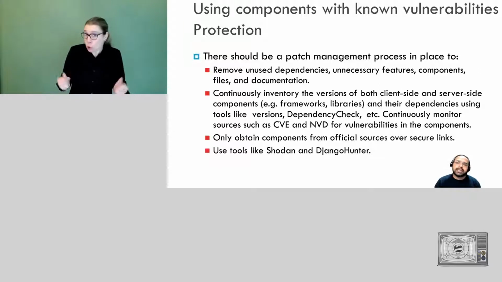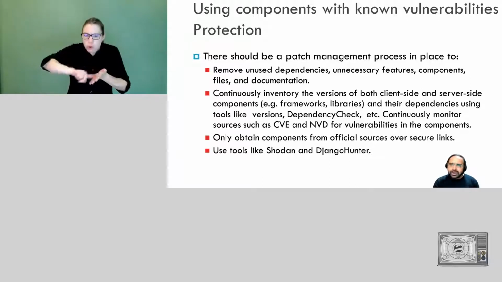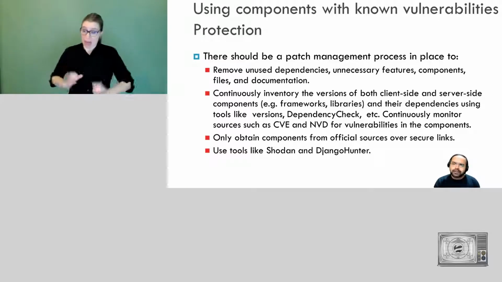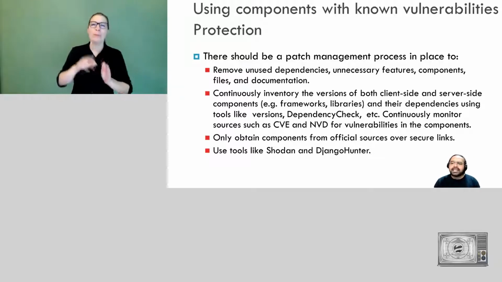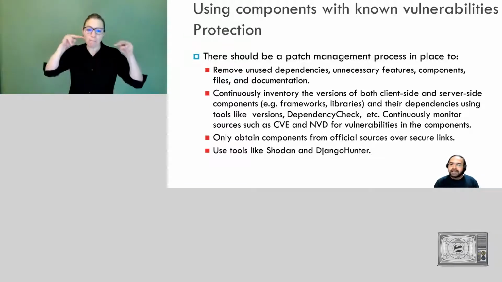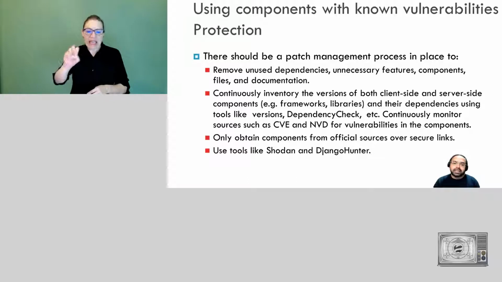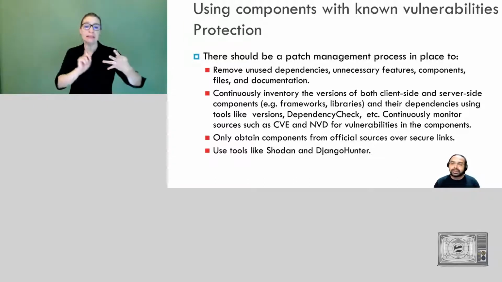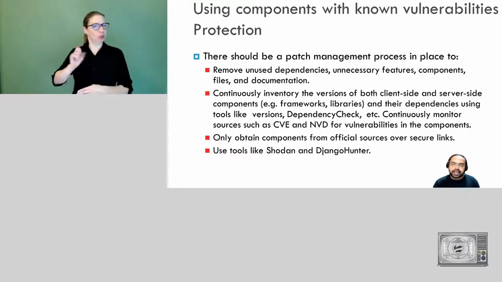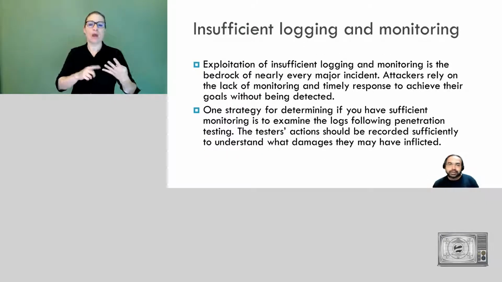So the solution is that there should be a patch management process in place to remove unused dependencies, unnecessary features, components, files, and documentation. Then continuously inventory the versions of both client-side and server-side components, for example frameworks and libraries, and their dependencies, using tools like versions and dependency checks. Then continuously monitor sources such as CVE and NVD for vulnerabilities in the components. Then only obtain components from official sources over secure links. Then use tools like Shodan and Djangohunter. We'll see what those tools are.